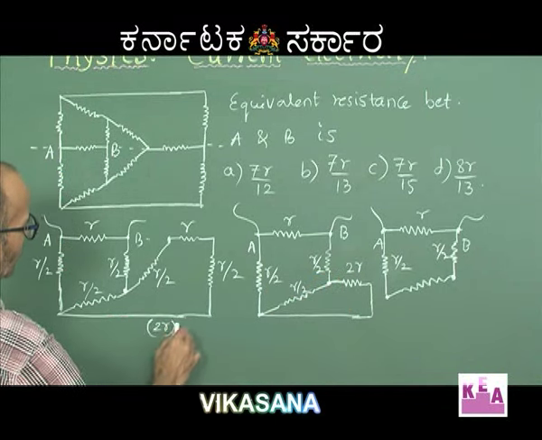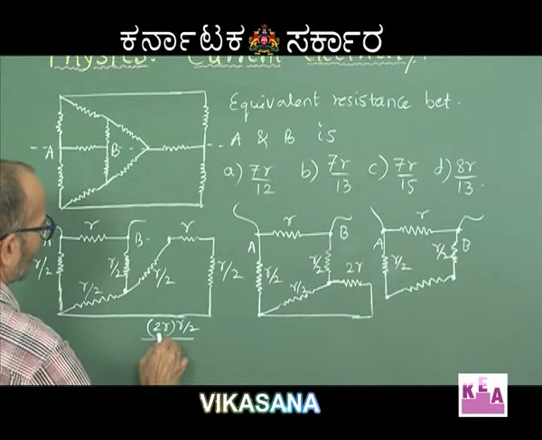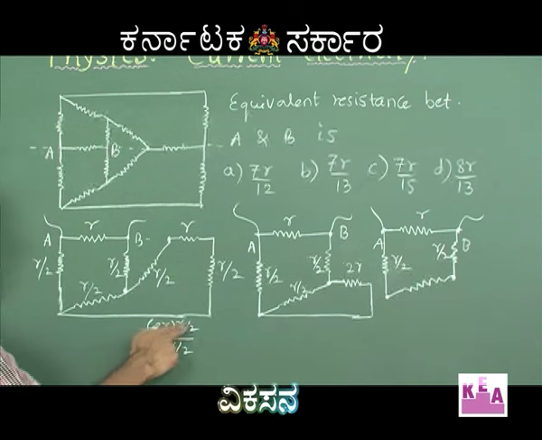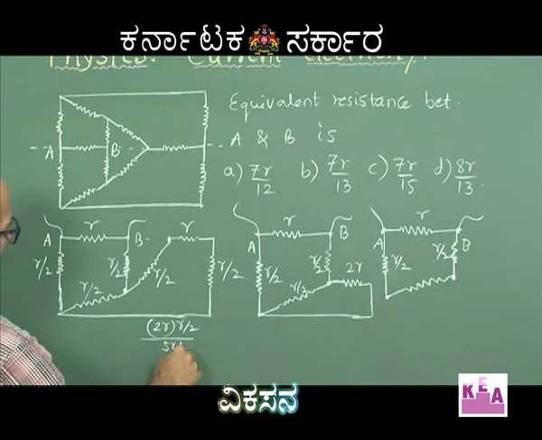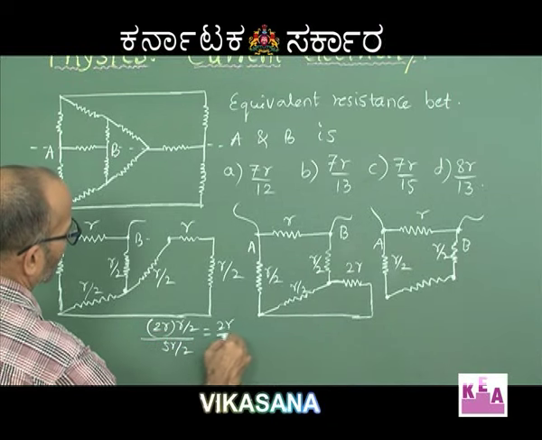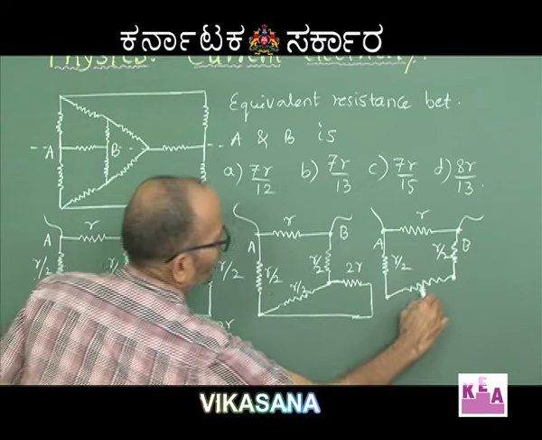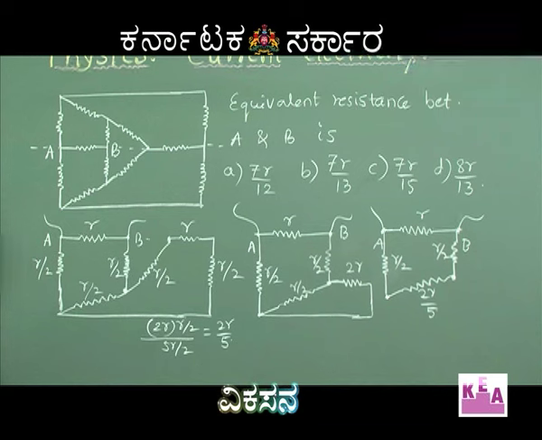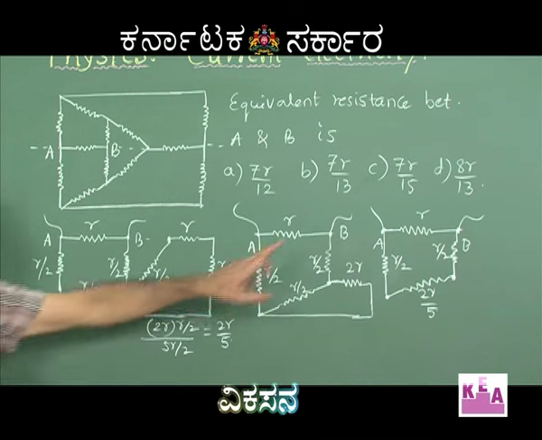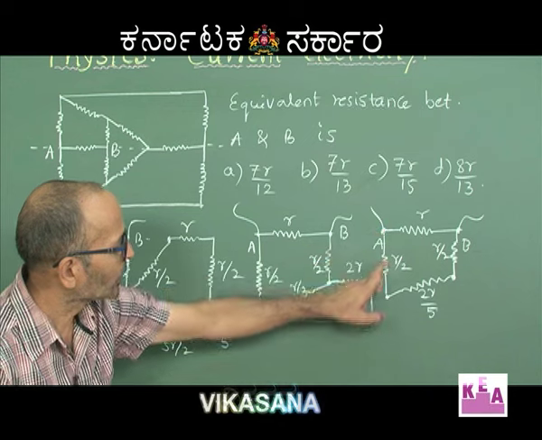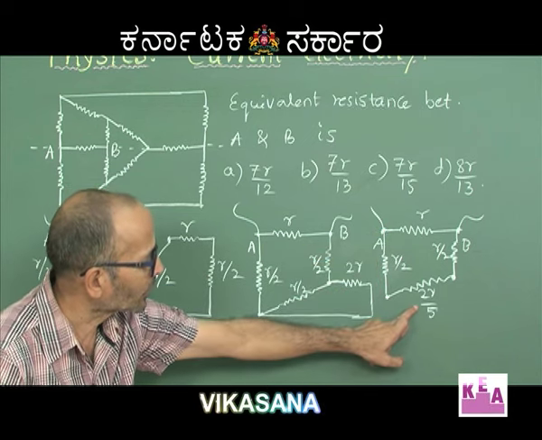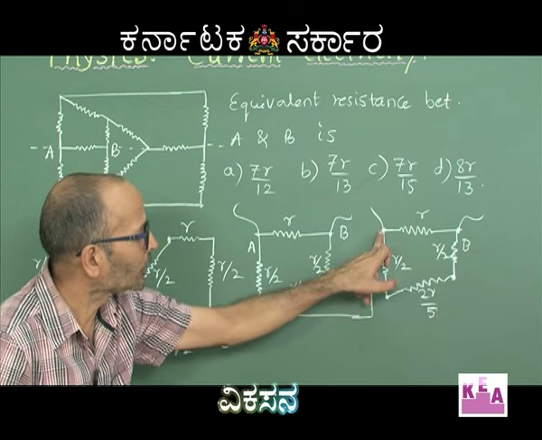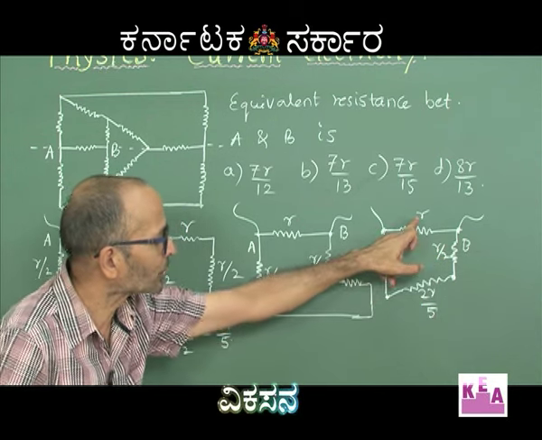So 2R into R by 2 divided by 2R plus R by 2, which is 5R by 2. Yeah. So now this R by 2 gets cancelled and you get 2R by 5. So 2R by 5 is this. And I think that's the simplest one, because current has to enter through A, it has to pass through this R by 2, then 2R by 5, and then this R by 2 and come out of B, and the other path is directly from A to B through the resistance R.